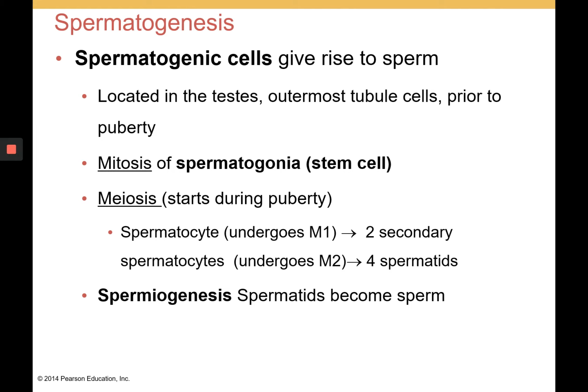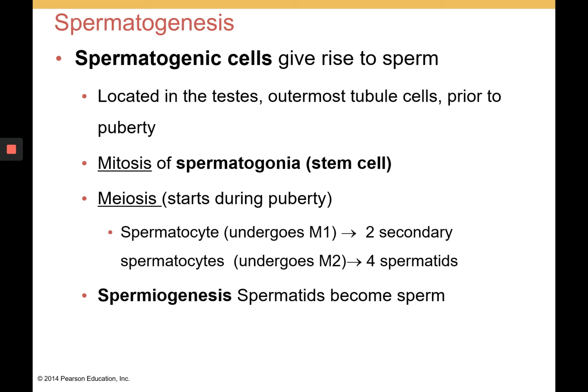And this is where they remain prior to puberty. Until puberty, mitosis is all that's going to occur in spermatogonia. Spermatogonia themselves are stem cells, and they don't start to produce cells that can become sperm until the start of puberty. So meiosis of spermatogenic cells does not begin until puberty.